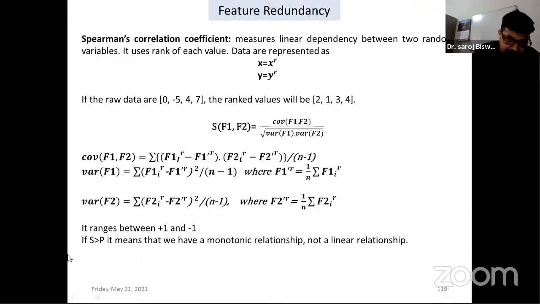And see here, one statement given here: if S, meaning the Spearman correlation coefficient, is greater than P, the Pearson correlation coefficient, it means that we have a monotonic relationship, not a linear relationship, right? So to find whether a linear relationship is there or not, we can find S and P, then compare whether S is greater than P or not. If it is, then we can say there is no linear relationship.